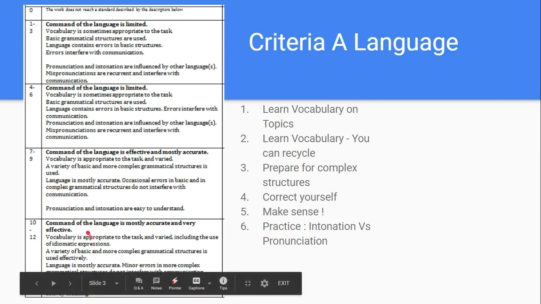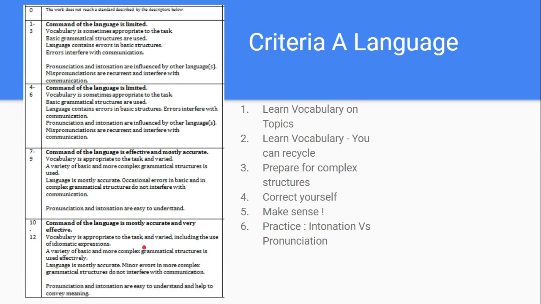What I find useful to know is that despite the emphasis on complex structures here at the bottom, sorry about the little slides issue, you can see that you can still make mistakes and still get basically a top mark. So don't be fazed by this.